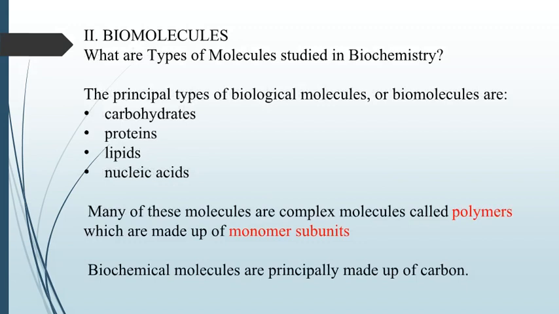Biomolecules. What types of molecules are studied in biochemistry? The principal types of biological molecules, or biomolecules, are carbohydrates, proteins, lipids and nucleic acids. Many of these molecules are complex molecules called polymers, which are made up of monomer subunits. Biochemical molecules are principally made up of carbon.